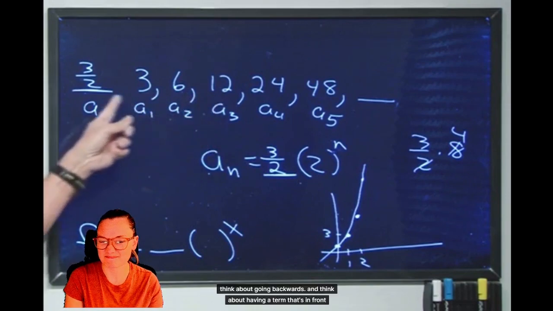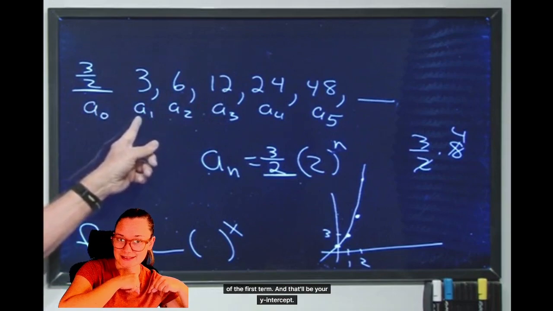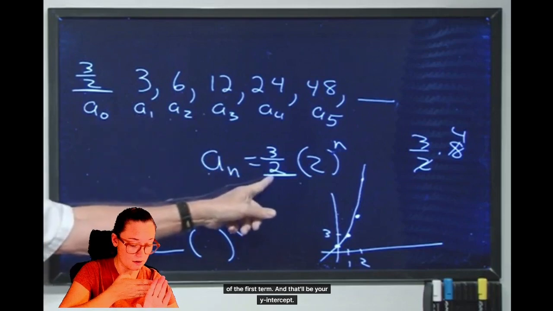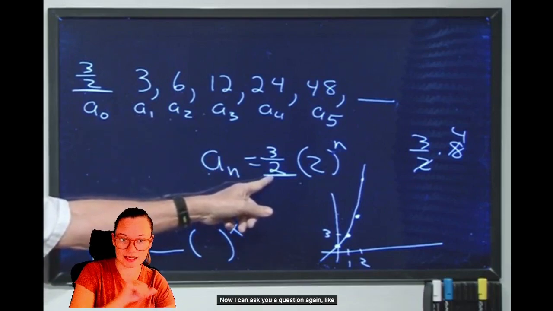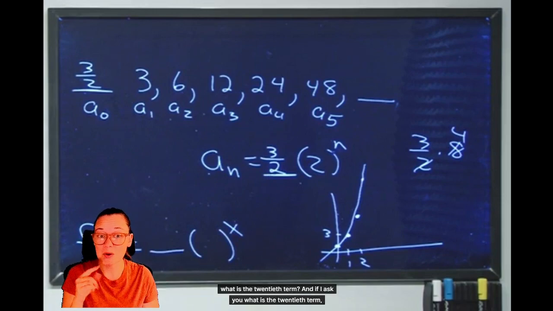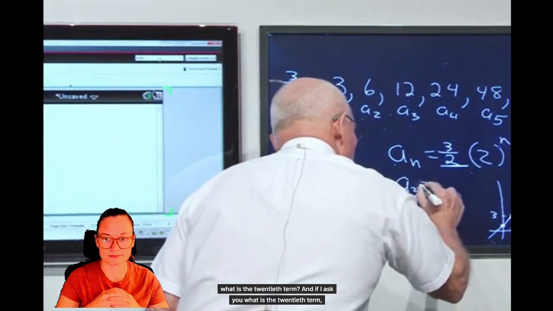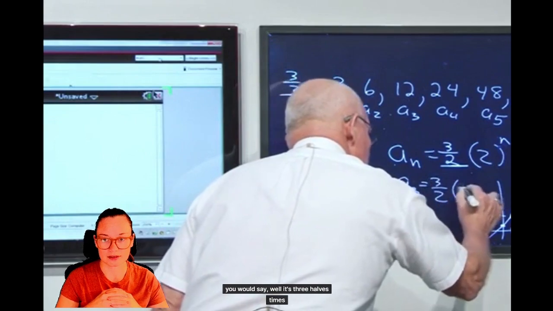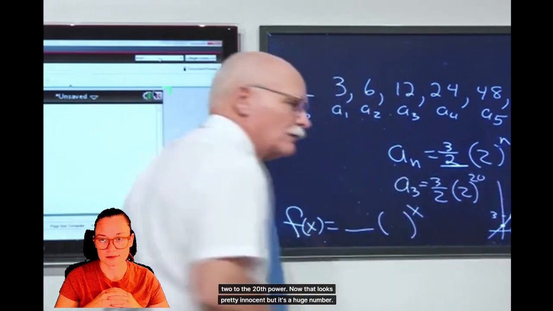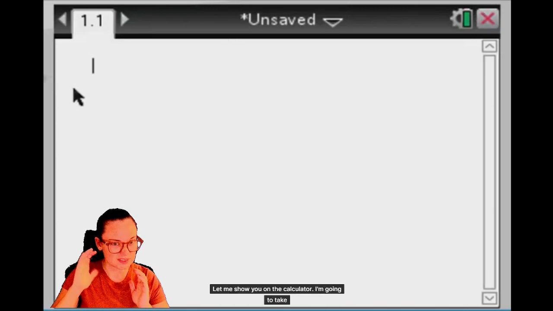Just think about going backwards and think about having a term that's in front of the first term, and that'll be your y-intercept. Okay? Now I can ask you a question again, like, what is the 20th term? And if I ask you what is the 20th term, you would say, well, it's 3 halves times 2 to the 20th power. Now that looks pretty innocent, but it's a huge number. Let me show you on the calculator.